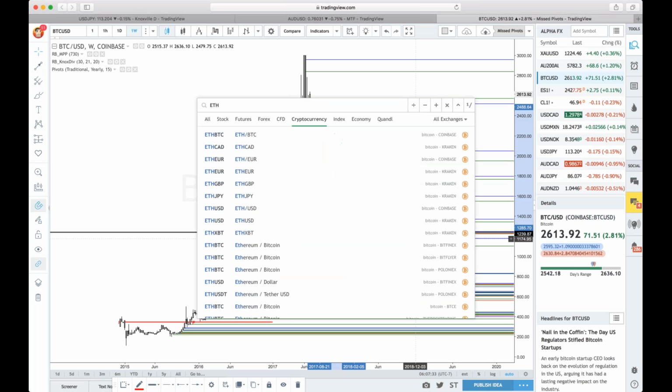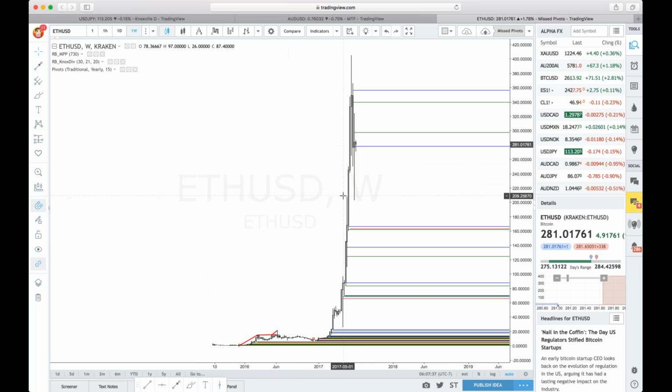I wonder if Ethereum is missing pivots. Oh, well, what a shock. Ethereum, the other digital currency that's really big these days, is also missing tons of pivots. Just extraordinary what's going on there.